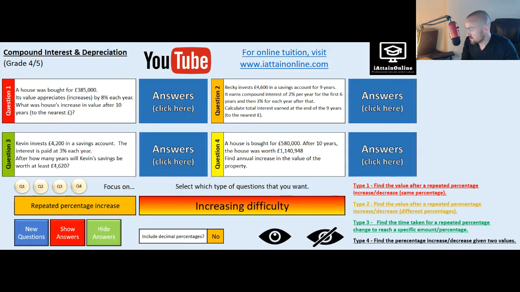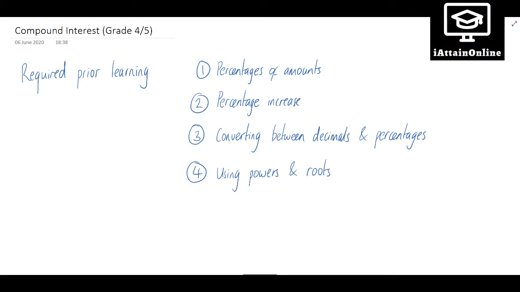So in order to access the content that we're going to cover today, you need to be able to find percentages of amounts, do some percentage increases, convert between decimals and percentages, and vice versa as well. And you also need to be able to use powers or indices and roots as well. And if you can do all of that, then you'll be able to access this grade 4/5 GCSE topic.